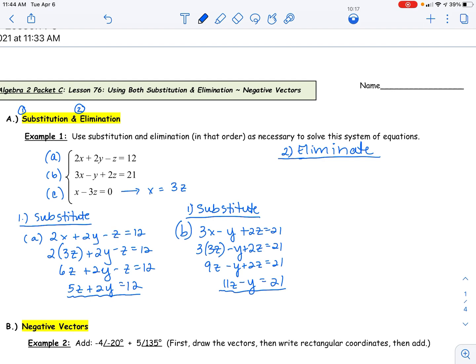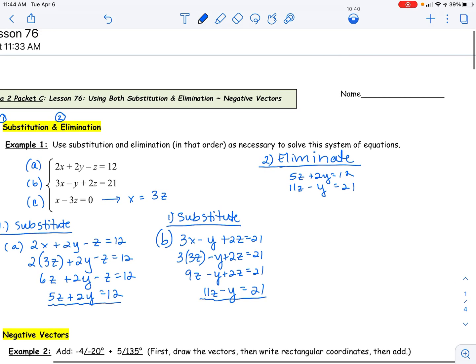Okay, so let's take our equation. Again, we're going to choose to use this new one that's down here, this 5z plus 2y equals 12. And we're going to write below it the other one that we just came up with on B, 11z minus y equals 21. Okay, so here's our system now.